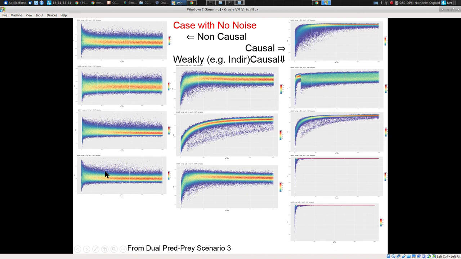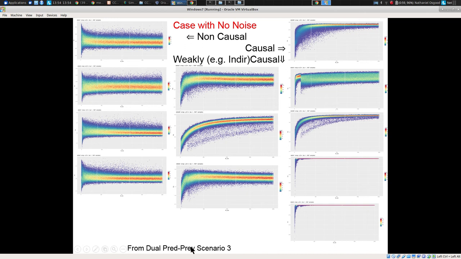Okay, so this is no causality. This is weak causality, and this is stronger causality. So for non-causal, you see these patterns quite clearly where it sort of converges. This is statistical convergence. There is correlation here between these two time series for some or all of them. But it's not a causal relationship.